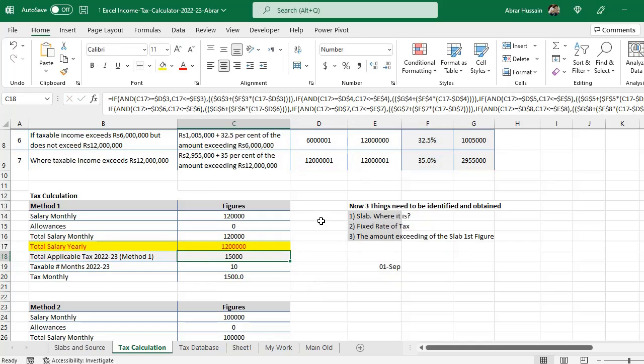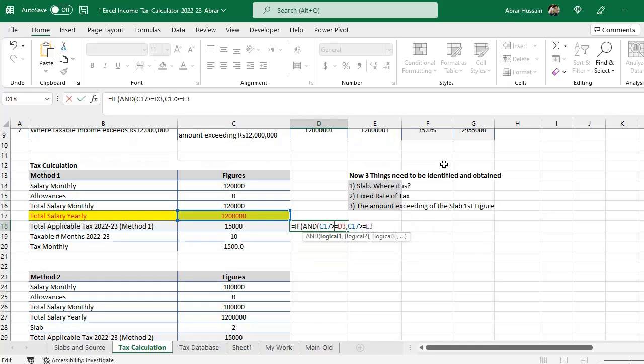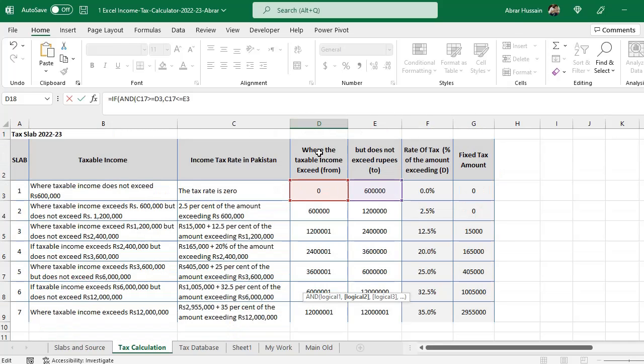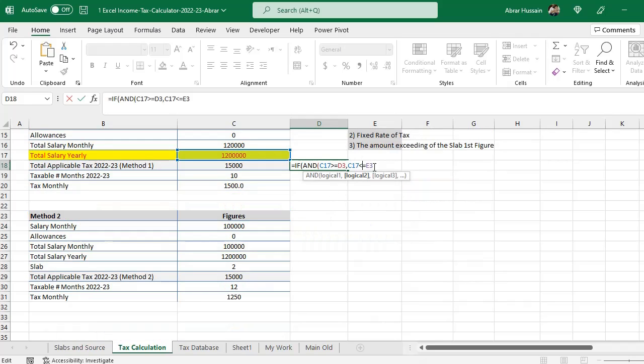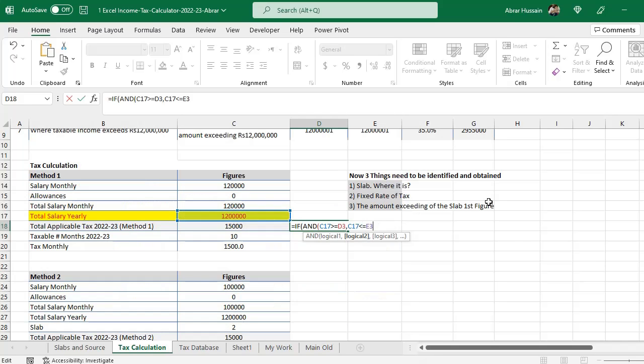And what is this formula and how does it function? Let me show you simply here. What I have done here, I am using IF and AND. If this total yearly salary of a person is greater than or equal to the starting point and lesser than or equal to the end point, this amount. So the condition is, if this amount is greater than or equal to this starting amount and lesser than or equal to this end amount. Now this was the condition only.